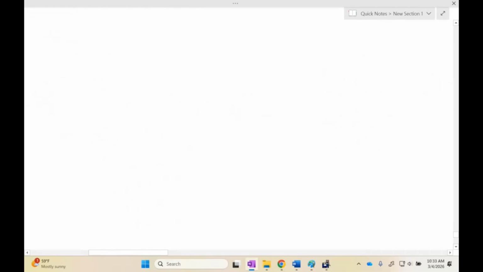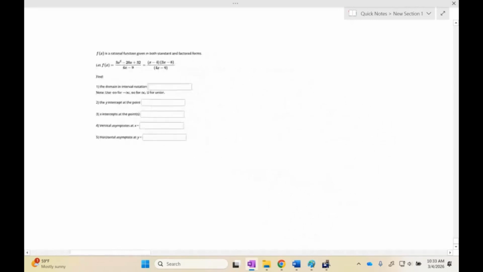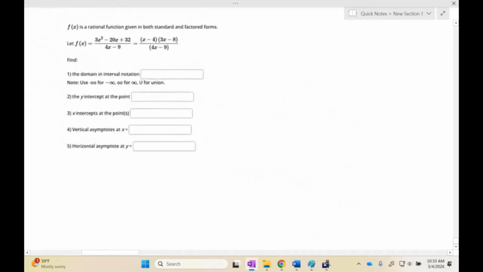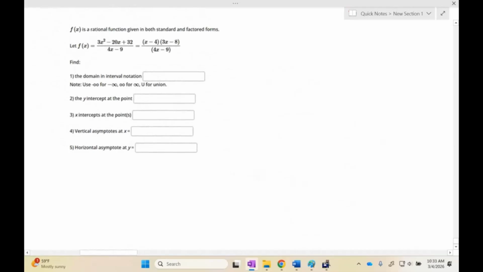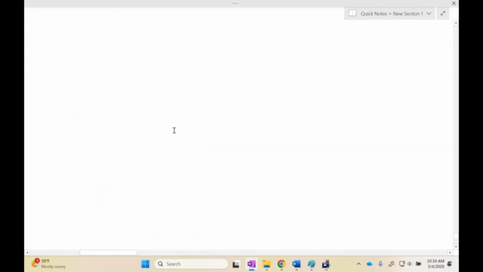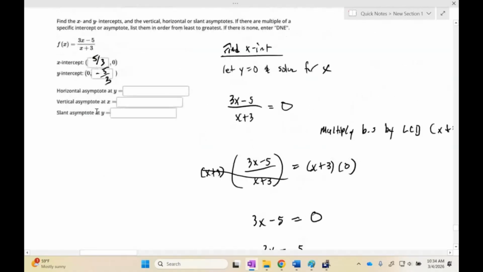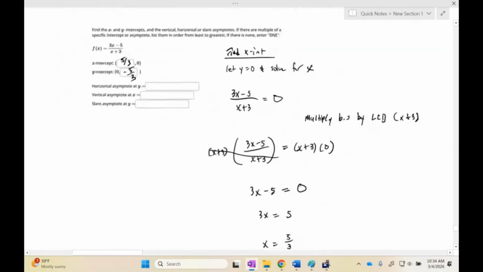All right, there is one more. Here they're giving us a rational function, and we're asked to find the domain, the y-intercept, the x-intercept. Well, I'm skipping something, I'm sorry. Let's find the horizontal and vertical asymptotes. It's something we have to do today, so we're going to start that with this problem.